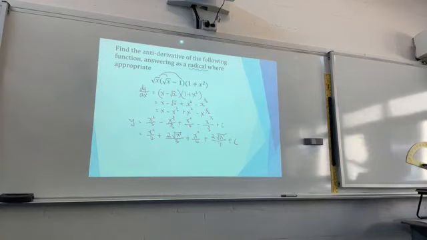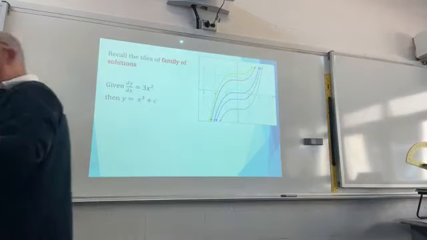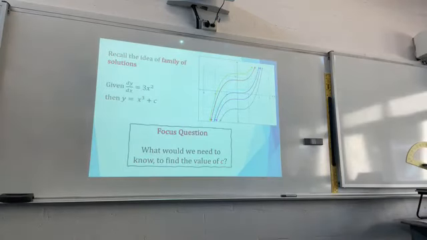Happy with that? Now, let's move on. So recall the family of solutions. You always put in the plus c, because we don't know what the initial condition is. So the question is, what do we need to know to find the value of c? Coordinates. One of the coordinates will do. So if you know one of the coordinates, you will be able to find plus c. So let's move on.